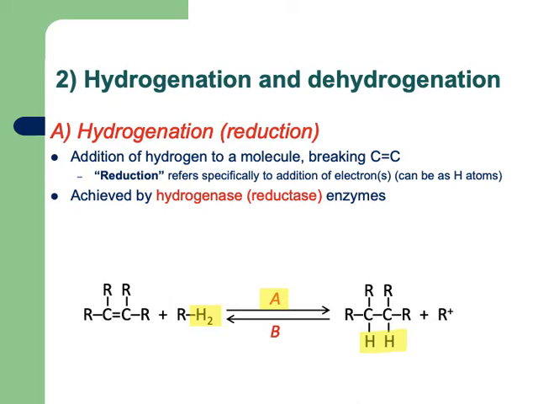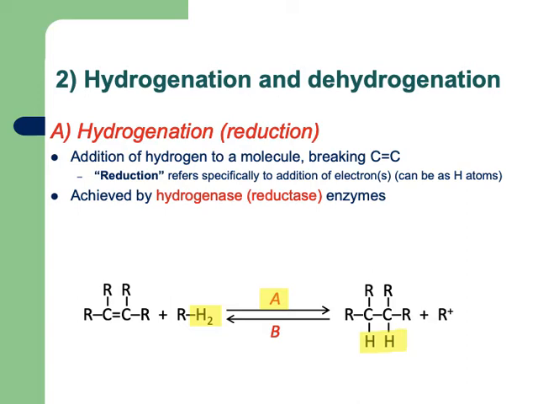And in this case, what we're doing with hydrogenation is it's the addition of hydrogen to a molecule. So in this case, if we're adding hydrogens, we're actually going to break a carbon-carbon double bond. Okay, so that's the key here. We're breaking a carbon-carbon double bond. So reduction refers specifically to the addition of electrons, and in this case, it can also be hydrogen atoms. And with every reaction, we need an enzyme to expedite the process. And in this case, hydrogenation is achieved by a hydrogenase or a reductase enzyme.